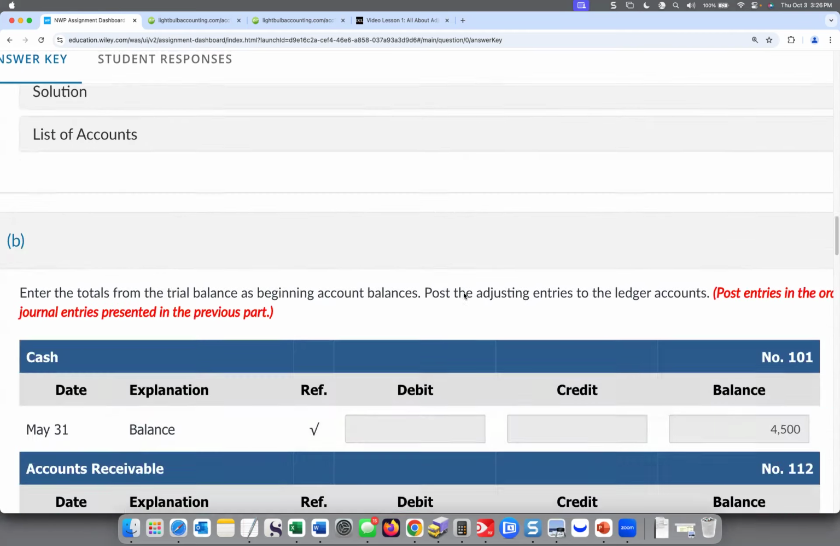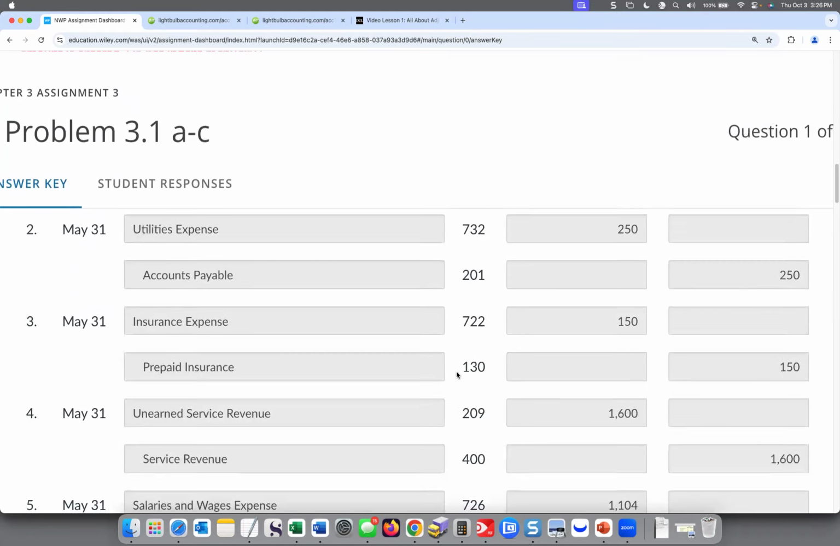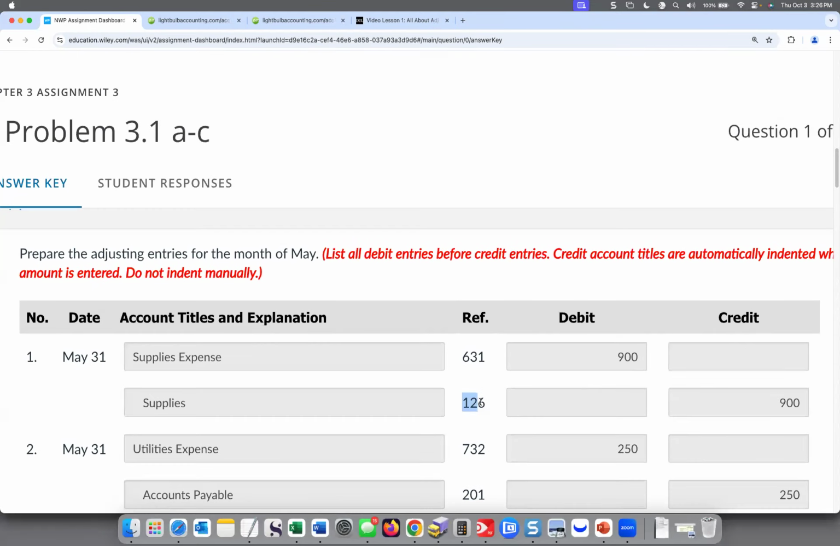So we go down and find the supplies account, and we got our initial balance in there, of course. Everything else is put in here for you, but you put a $900 credit. We know that supplies is an asset. So by putting a credit in there, that's actually the decreasing side of that account, and it's going to lower the balance from 1,900 down to 1,000. Now you should be able to take that 126, which is the account number, and go back and put that in there like they did here for you.